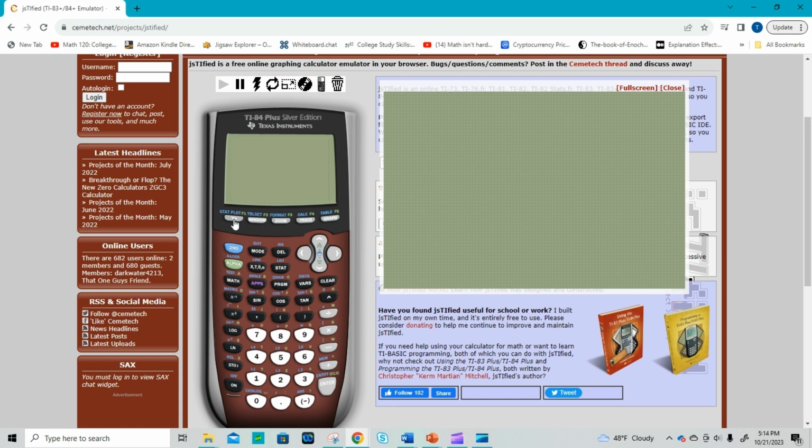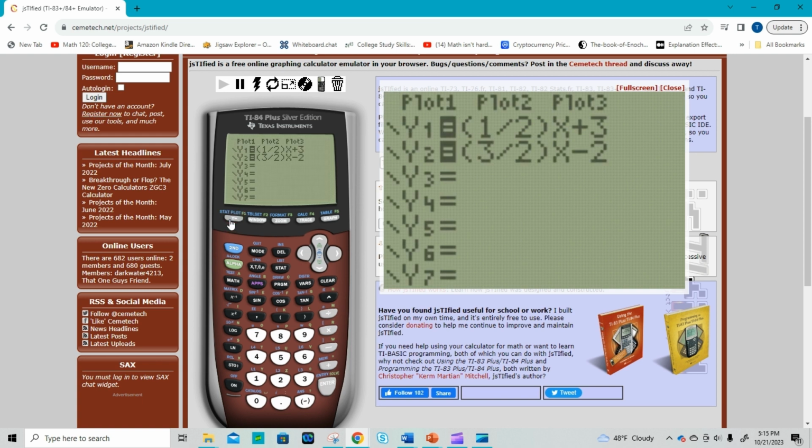Okay, so the first thing that I want to do is enter those two equations into my y equals screen. The y equals button is at the upper left-hand corner, so I'm going to hit y equals. And you can see that I've already entered these two equations into my y equals screen. They were both set equal to y to start with.